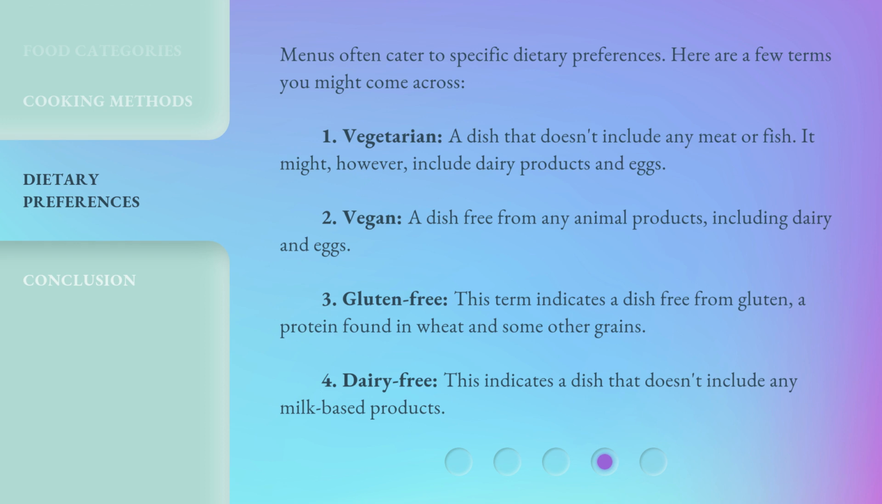2. Vegan. A dish free from any animal products, including dairy and eggs. 3. Gluten-free. This term indicates a dish free from gluten, a protein found in wheat and some other grains. 4. Dairy-free. This indicates a dish that doesn't include any milk-based products.